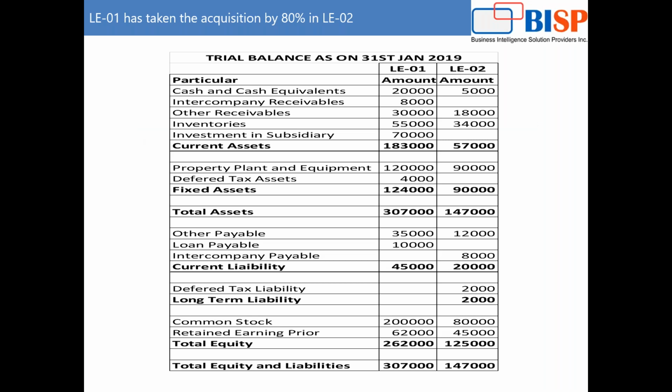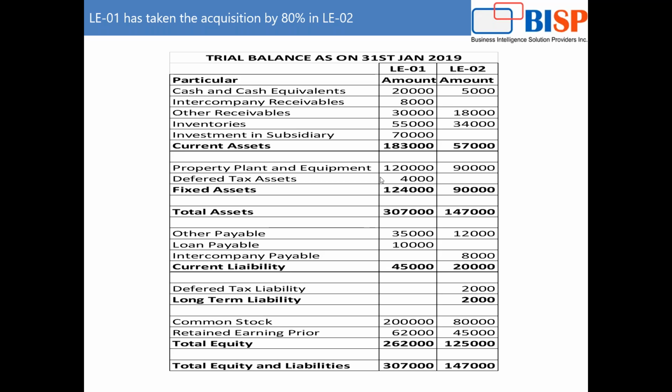Now you can see this is an example where legal entity 01 has taken an acquisition of 80% in legal entity 02. We have the transactional numbers of both legal entities. The cash and cash equivalent amounts are 20,000 and 5,000. They had some intercompany transactions between legal entity 01 and legal entity 02.